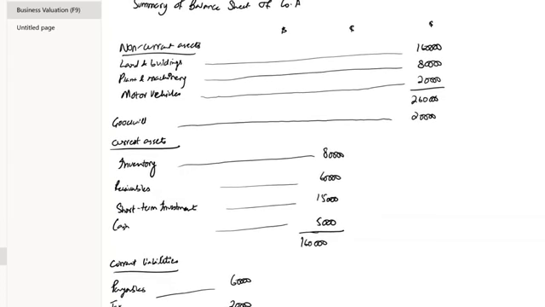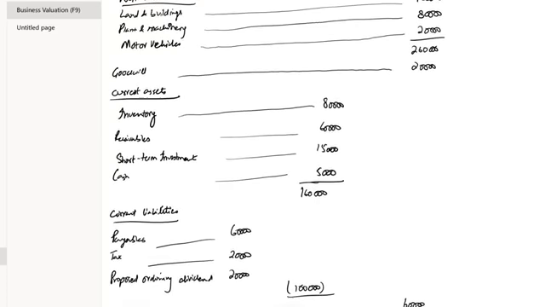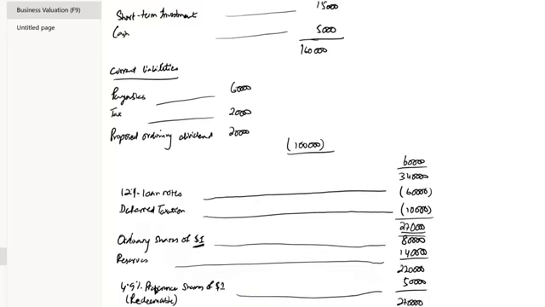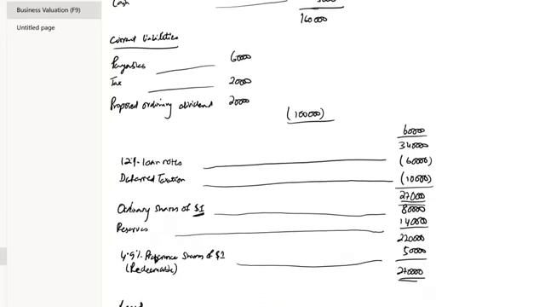The summary of balance sheet of company A has been given to us. Non-current assets are land and building for 160,000, plant and machinery for 80,000, motor vehicles for 20,000. Then we have goodwill of 20,000, and then we have current assets comprising of inventory, receivables, short-term investment, and cash. That gives us a total of $160,000 of current assets. Then we have current liabilities of 60, 20, and 20. That makes a total of 1 lakh current liabilities.